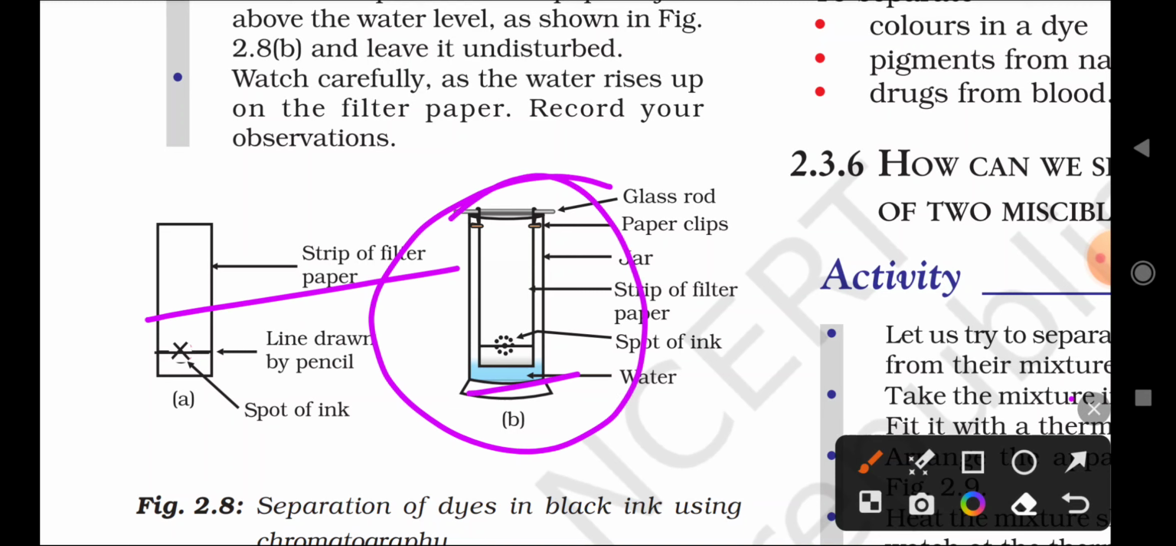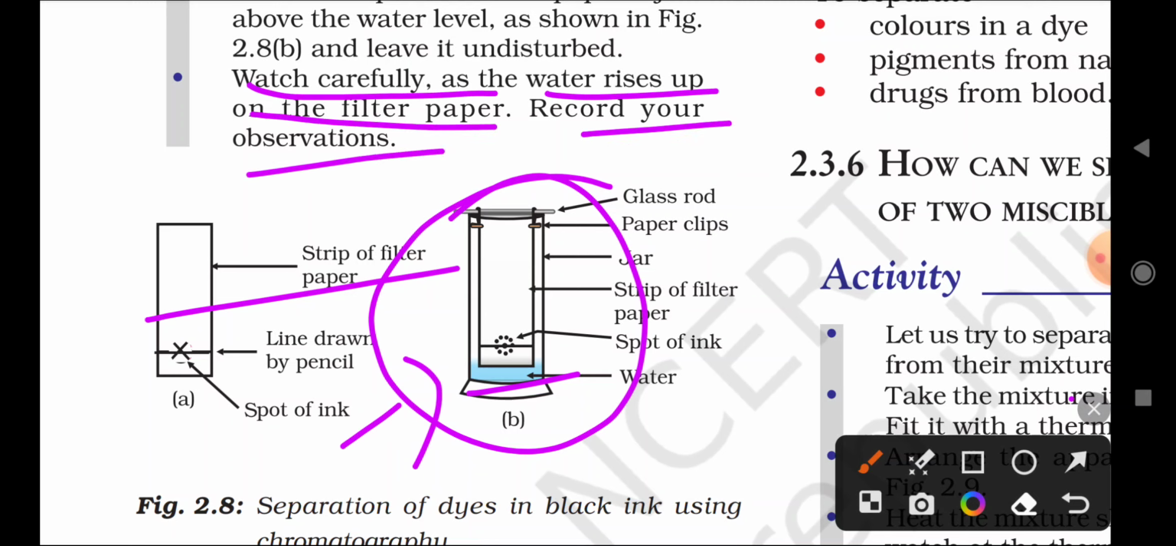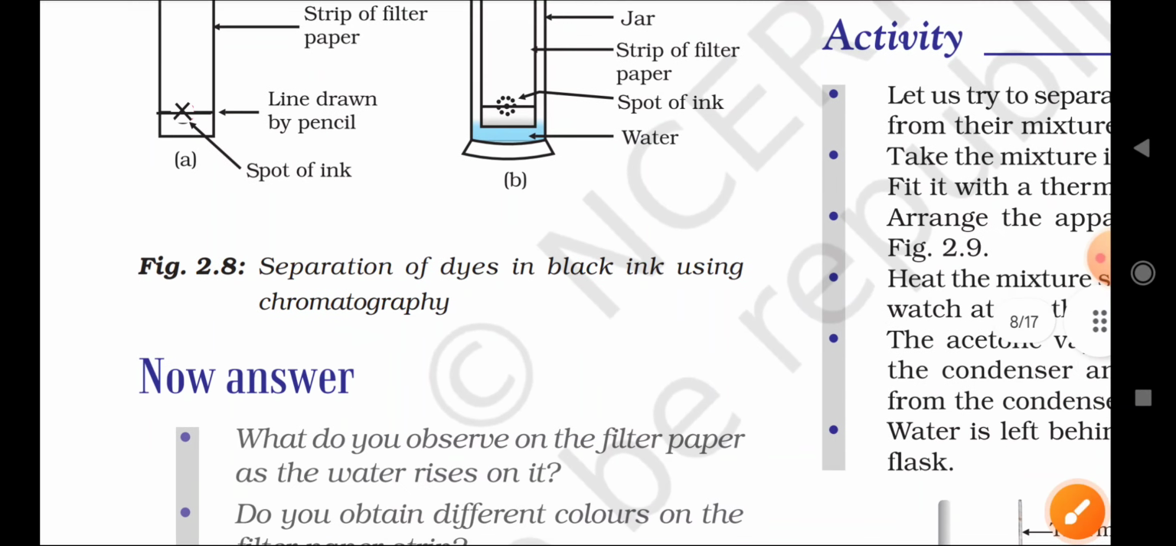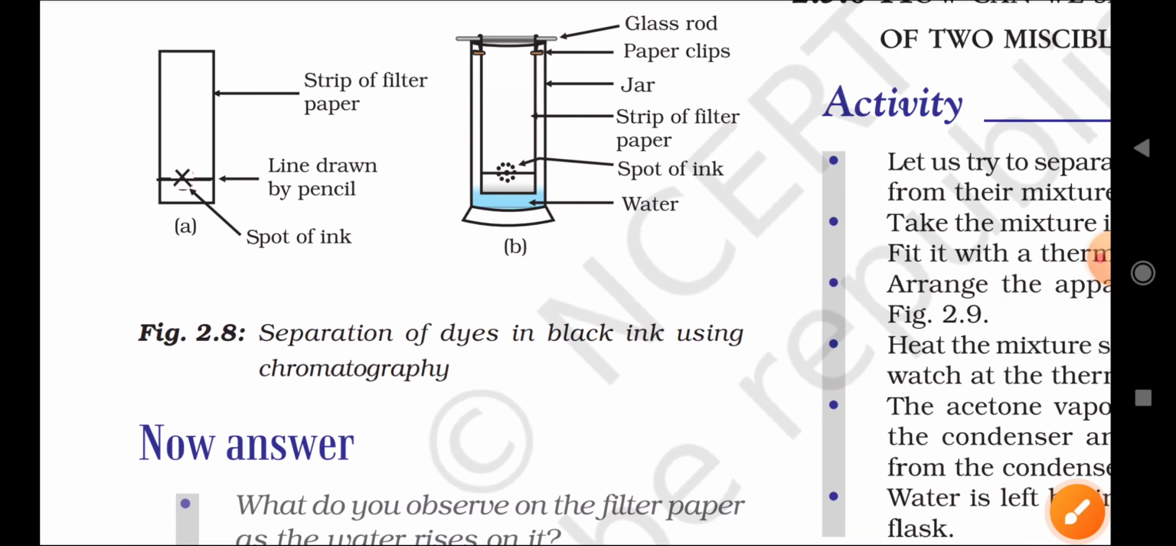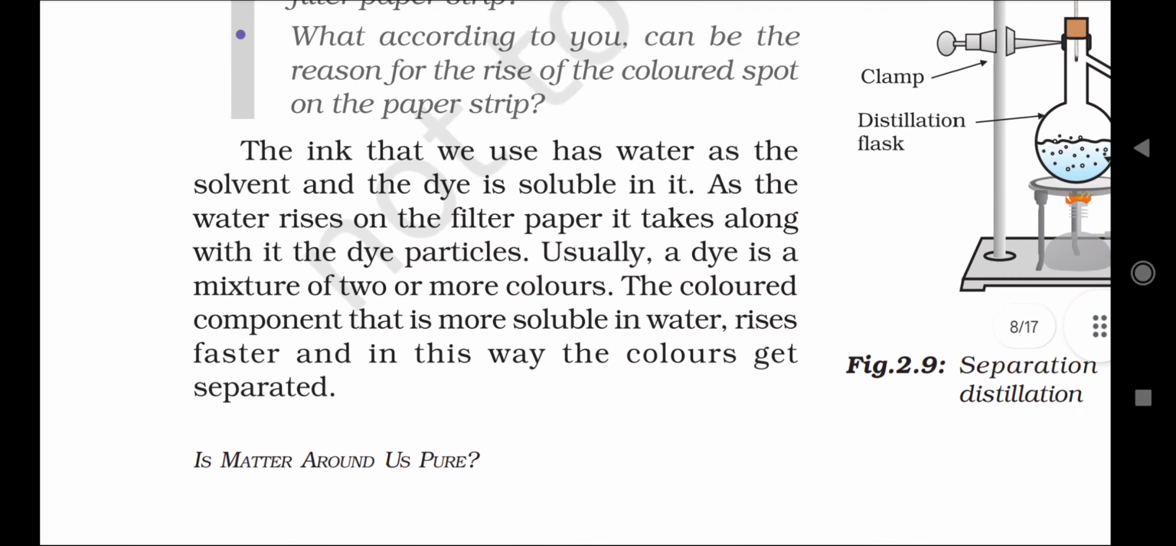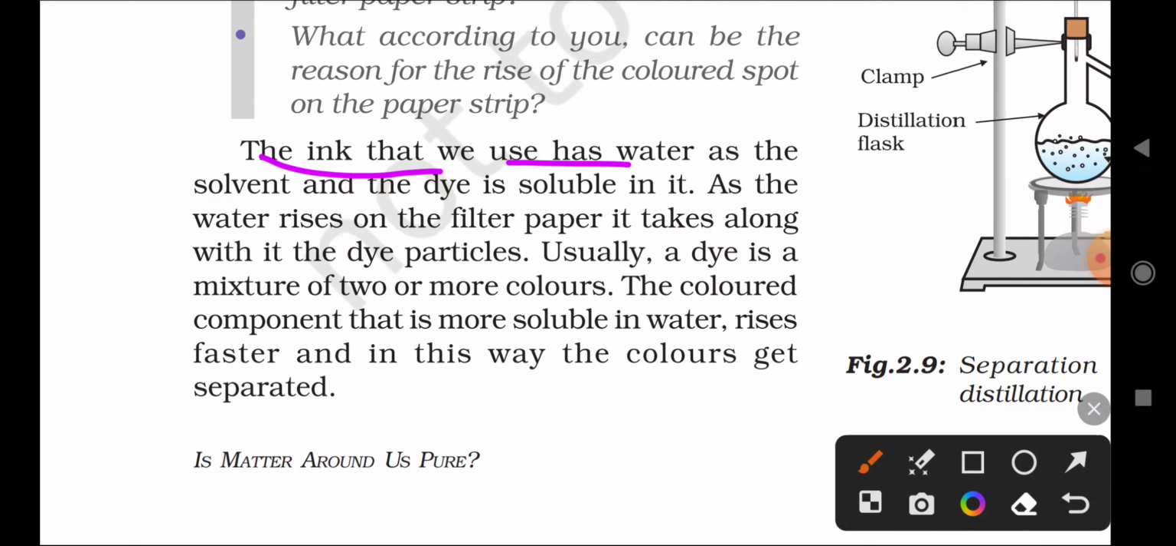We do not disturb this condition for some 5 or 10 minutes. Watch carefully as the water rises up on the filter paper. Record your observation. As time goes on, water particles get vaporized because of the heating effect of sunlight. So the water starts vaporizing, correct? So after that, what will happen? The ink that we use has water as the solvent, and the dye is soluble in it.